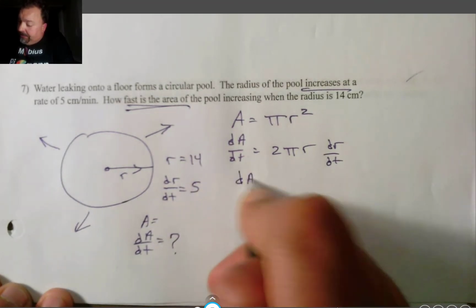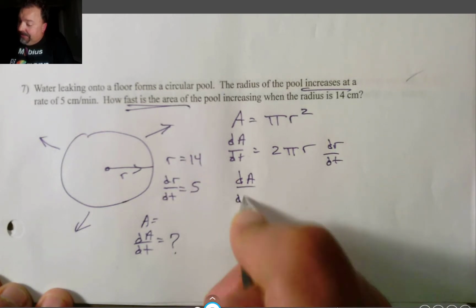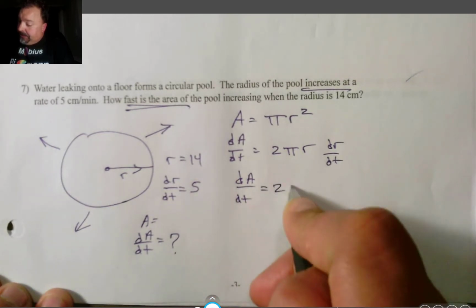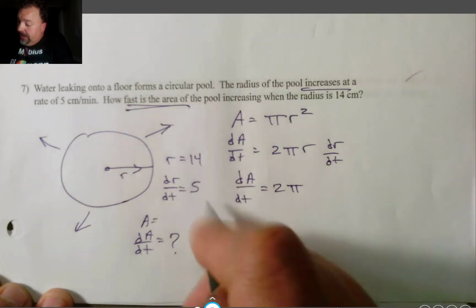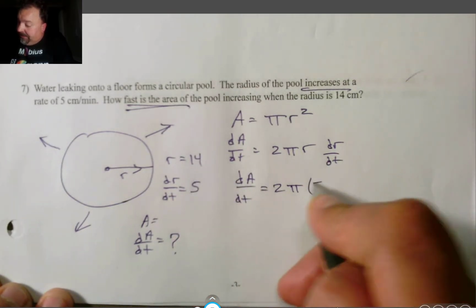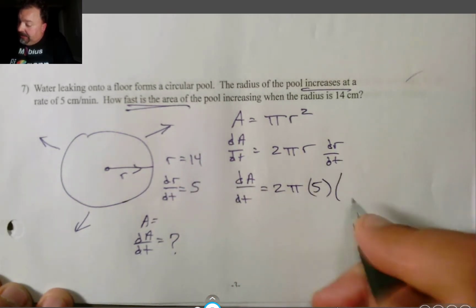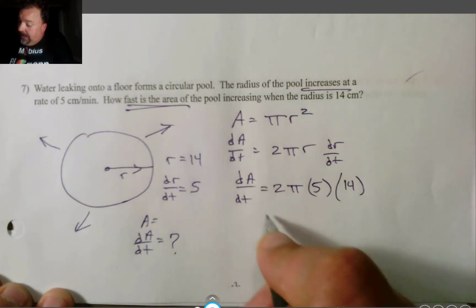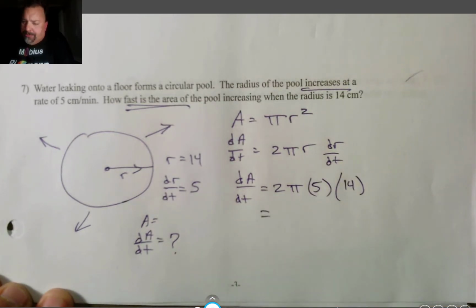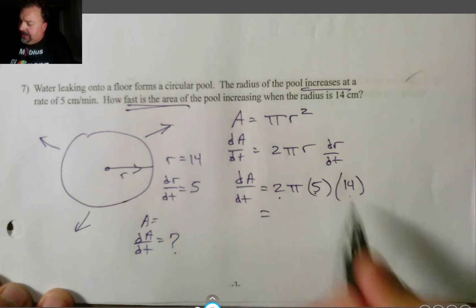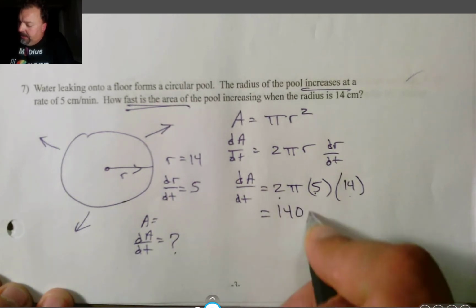And now we can start to plug in. So we get dA/dt is equal to 2 times pi times r. Well, the r at this specific time is going to be 5. And dr/dt is going to be 14. And we are going to keep it in terms of pi here. So 2 times 5 is 10 times 14 is 140 pi.